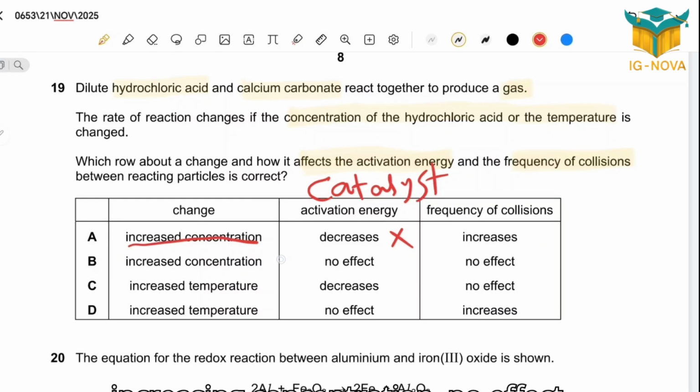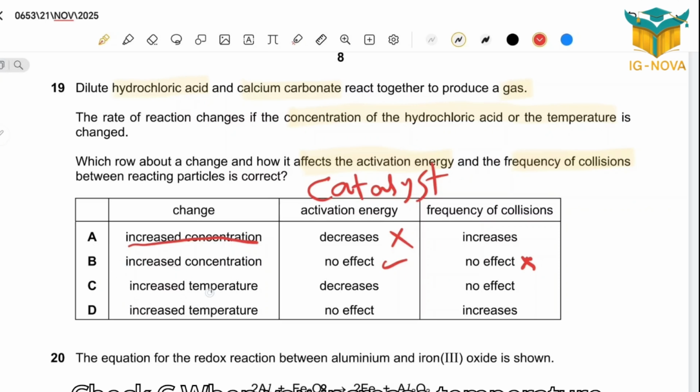Check B, increasing concentration, no effect, that's fine. But when you increase concentration, what happens? More particles, more collisions, higher rate of reaction. So the frequency of collisions will be higher, not no effect. So B is also wrong.